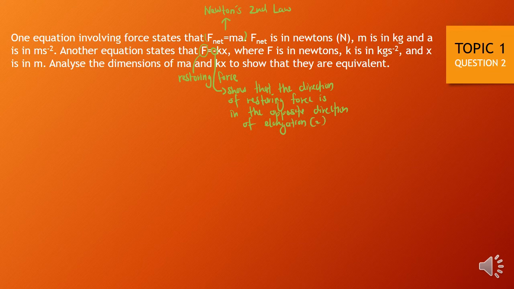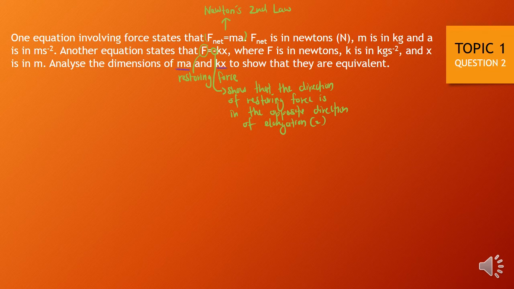Okay, the change in length. So F is in Newton, K is in kg per second square, and x is in meter. So analyze the dimension of MA and Kx to show that they are equivalent. So this is another problem of dimensional analysis. So we want to analyze MA and Kx.